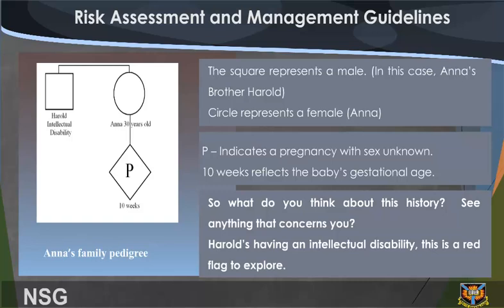The square represents a male, in this case, Anna's brother Harold. The circle represents a female, Anna. P indicates a pregnancy with sex unknown. 10 weeks reflects the baby's gestational age. So, what do you think about this history? See anything that concerns you? Harold having an intellectual disability. This is a red flag to explore.